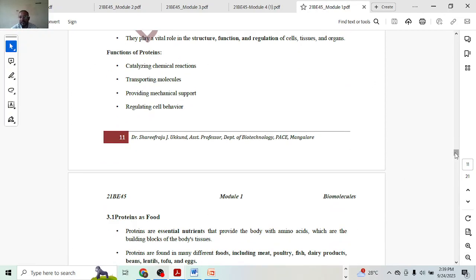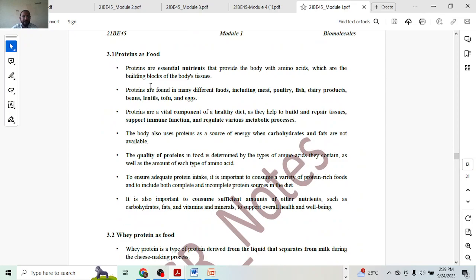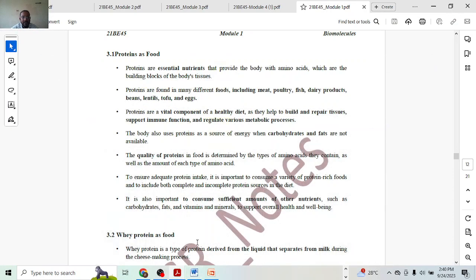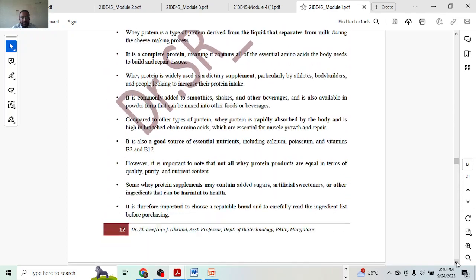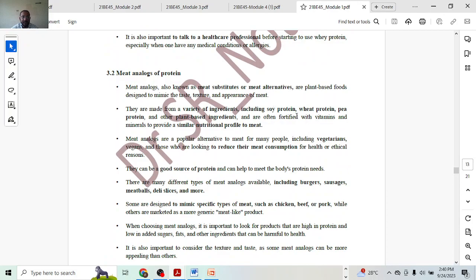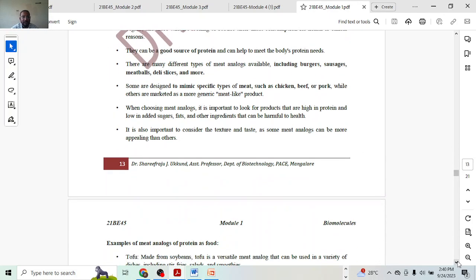So start here, because it is asked for 5 marks, you have to go for protein as food, whereas specifically they have mentioned meat analogs of proteins from the plant. So you don't have to write any of this. So directly go to the point where the meat analogs are there. So meat analogs of protein. Okay, so this will give you 2.5 marks.